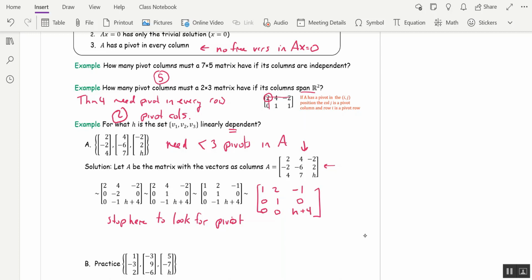Can't talk and spell at the same time. You don't need reduced echelon form to see pivots. You only need echelon form. So why go all the way when you can stop here and say, okay, I want less than 3 pivots. So I've got a pivot here, I've got a pivot here. If I want less than 3 pivots, I need H equal -4, because I'm looking for dependence.